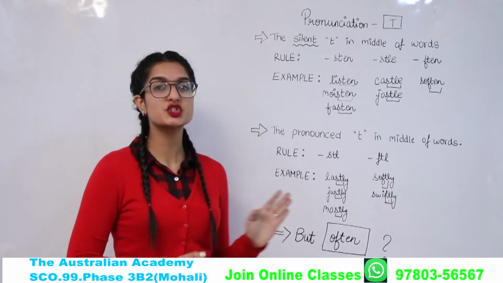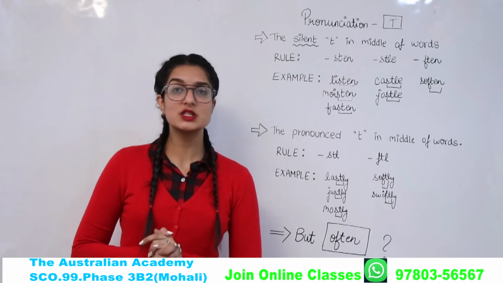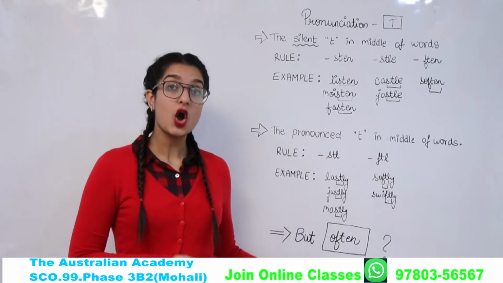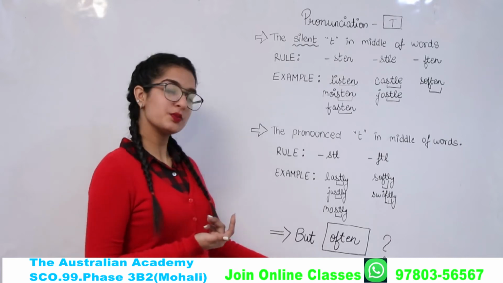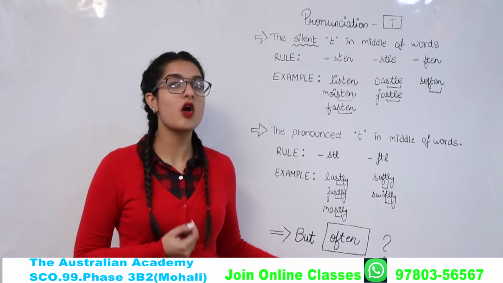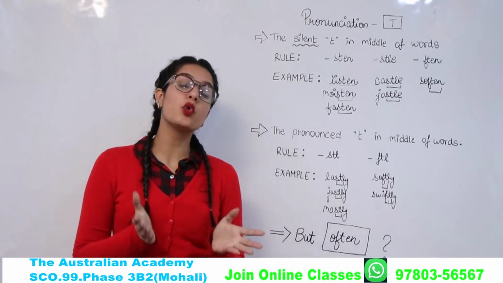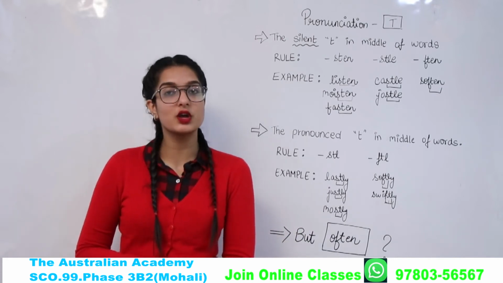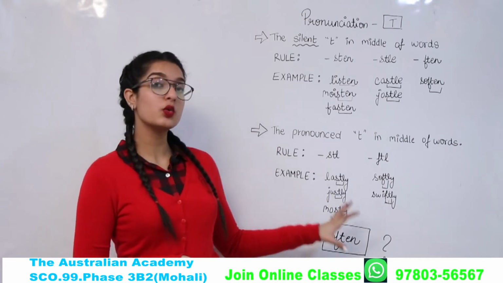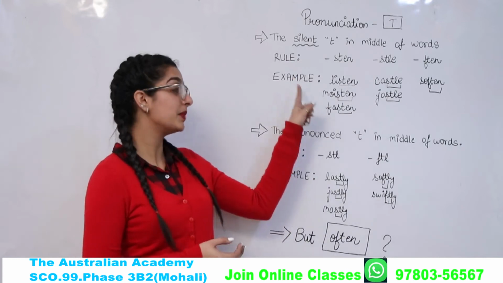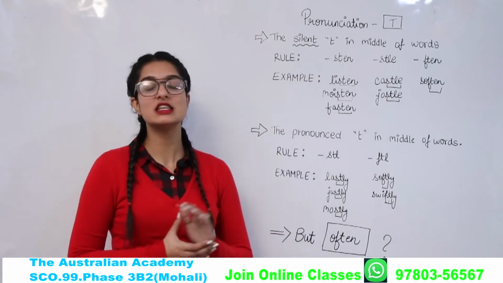Now beyond these 2 rules, there is one word which stands as an exception to these rules. That is the word often. Now how do we pronounce it? Is it often with a silent T or often with a pronounced T? Well, the answer is that both pronunciations do apply to this word, because whenever the word is spoken, it has 2 pronunciations, that is, T being silent and T being pronounced.